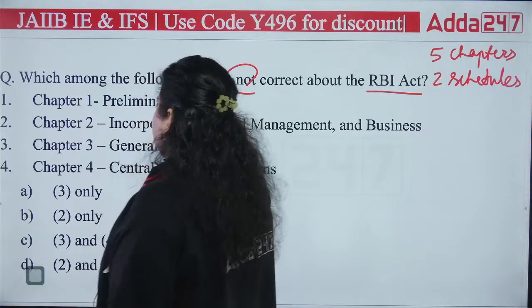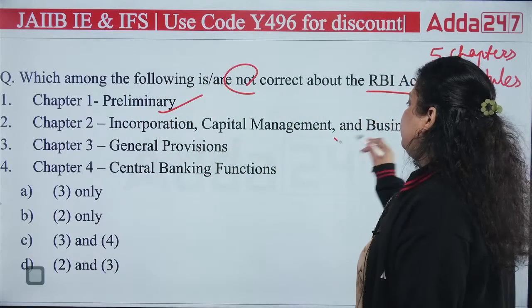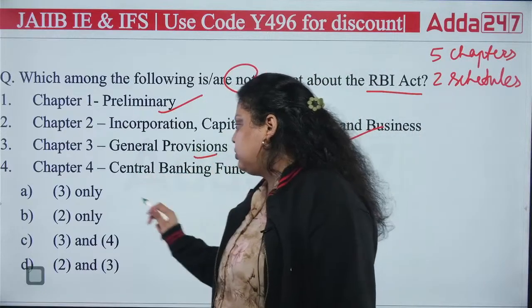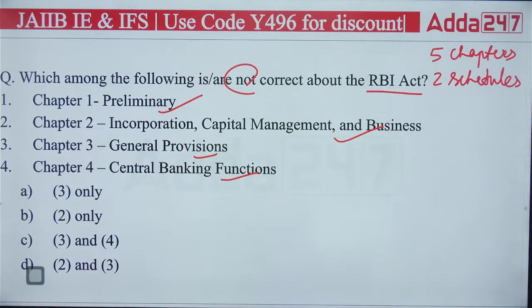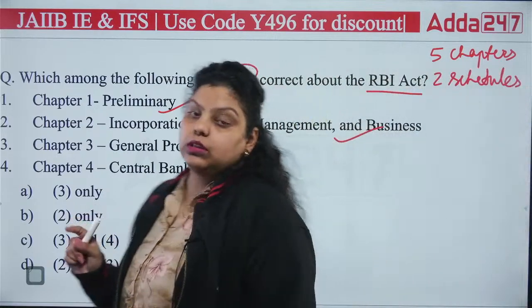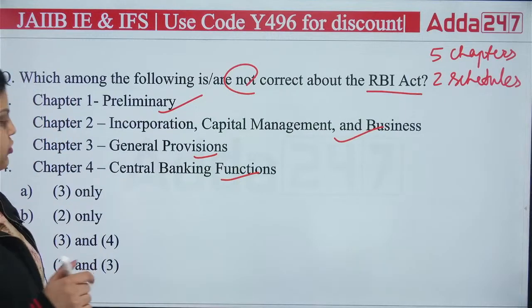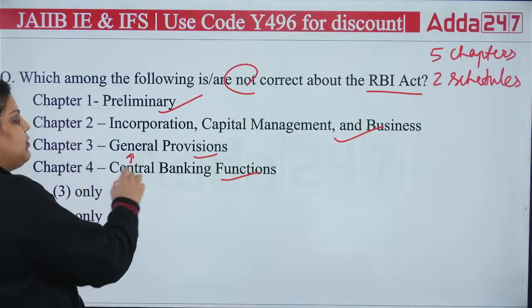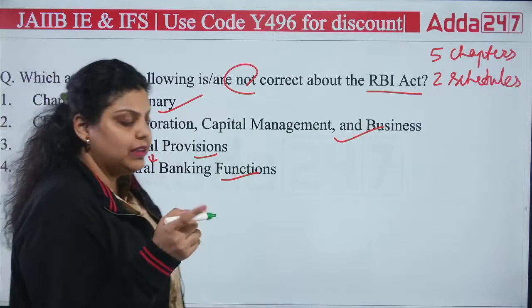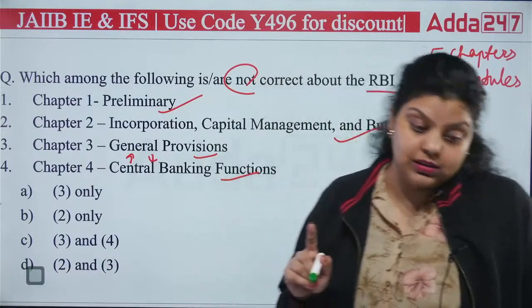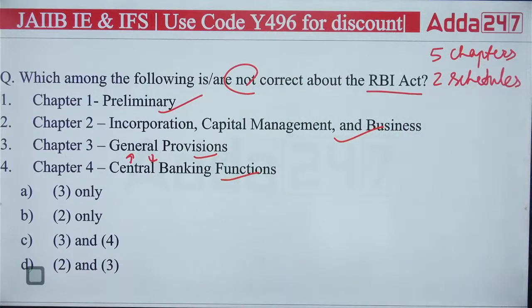Chapter 1 talks about the preliminary, the second talks about incorporation, capital management and business, the third talks about general provision, and the fourth talks about central banking function. You have to answer which of the following is the right combination of the chapters of the RBI Act 1934, and the right answer will be third and fourth. The content of chapters third and fourth has been interchanged. In chapter 3 there is central banking function, and in chapter 4 there is general provision, and the last chapter, chapter 5, talks about the penalties. In this particular option, the first is preliminary, second is incorporation, capital management and business, third is general provision, and fourth is central banking function.